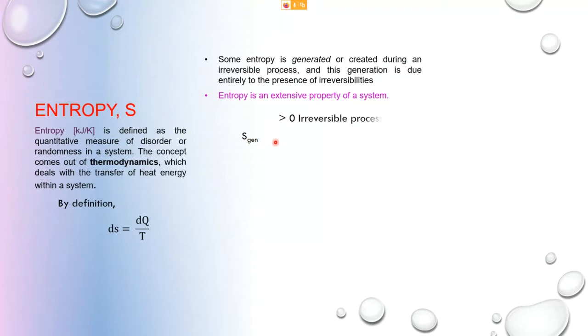Entropy generated will be greater than 0 for any irreversible process. Entropy generated will be equal to 0 for any reversible process. Entropy generated will be less than 0 for any impossible process. That means it's impossible.